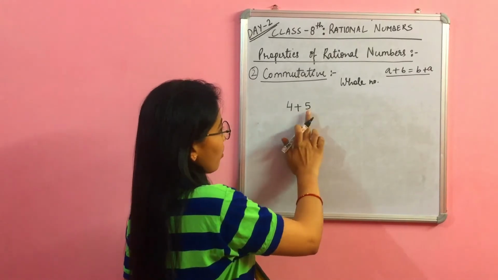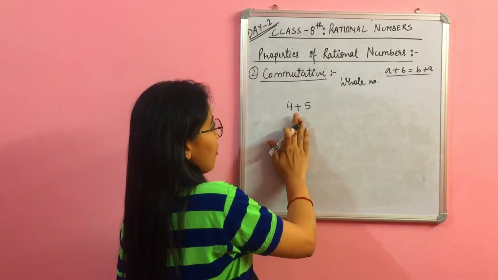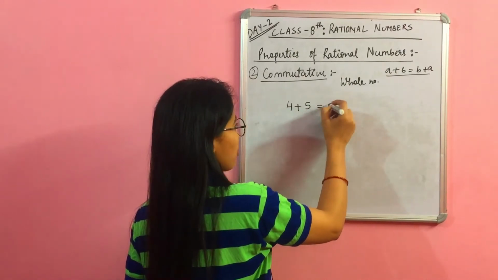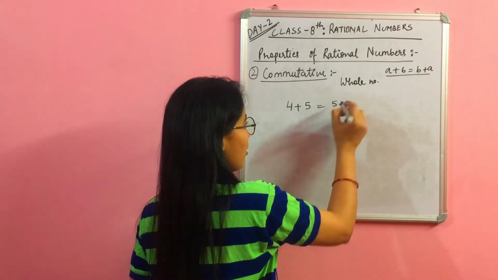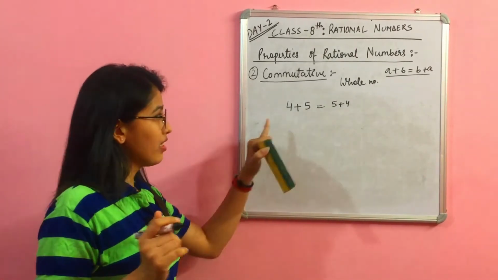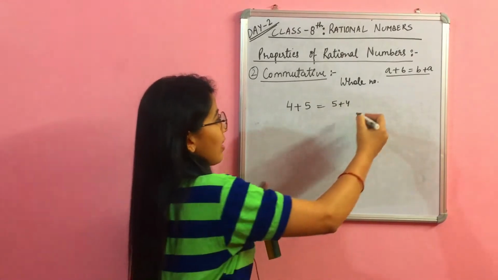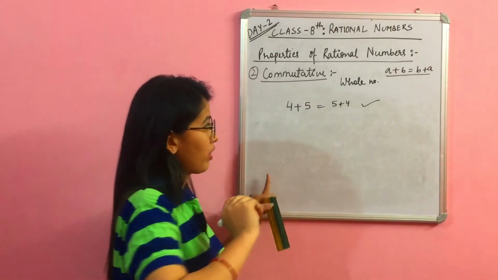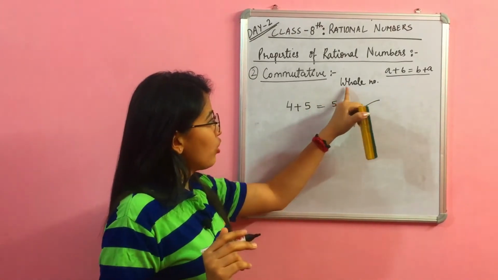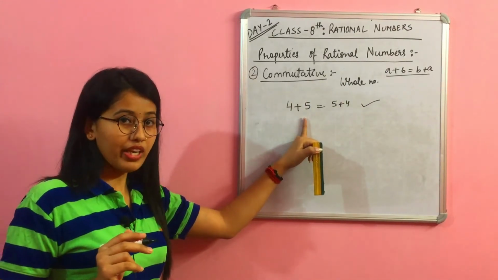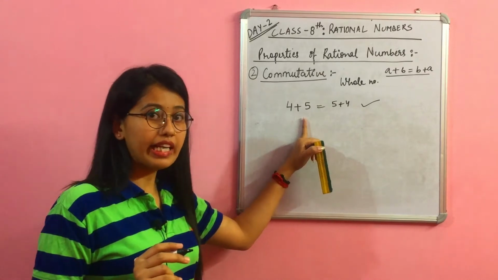So A is 4, B is 5. If I am performing this operation to whole numbers, 4 plus 5, it should be equal to 5 plus 4. Now you can just check these two quantities, LHS equals to RHS. So our condition is satisfied. That means the set of whole numbers is commutative under addition, if we are taking the operation as addition.